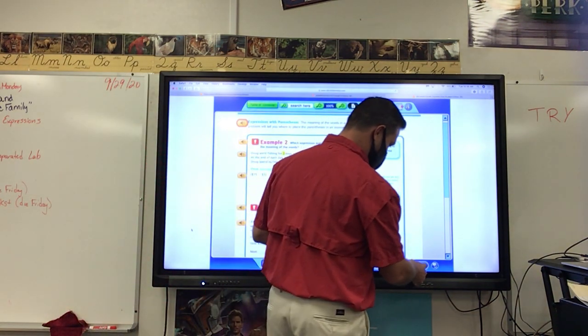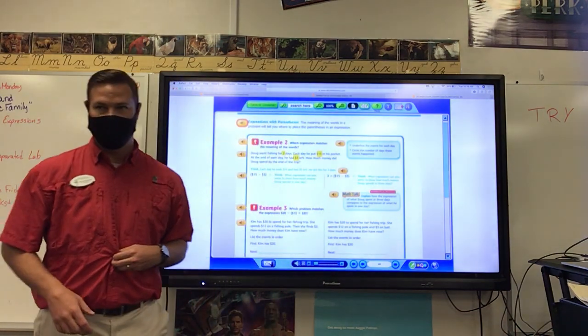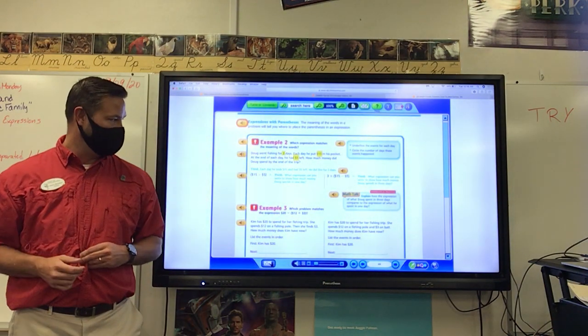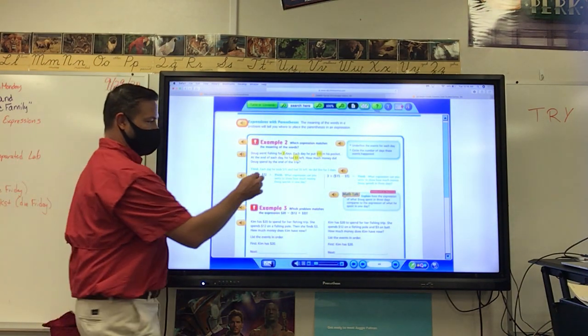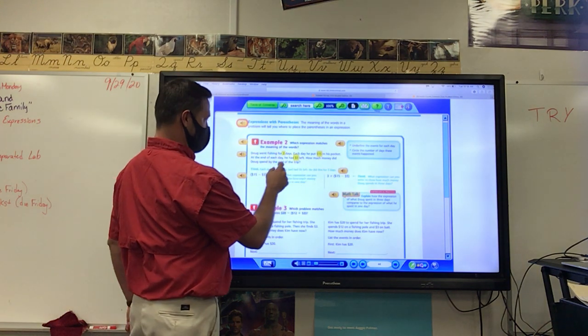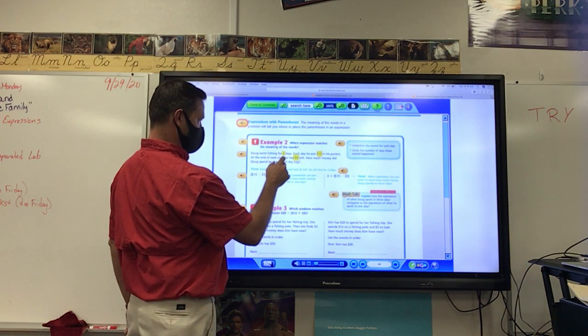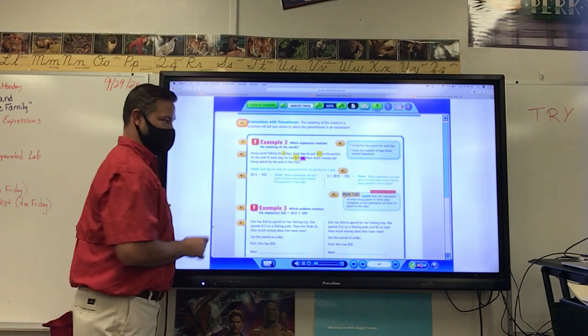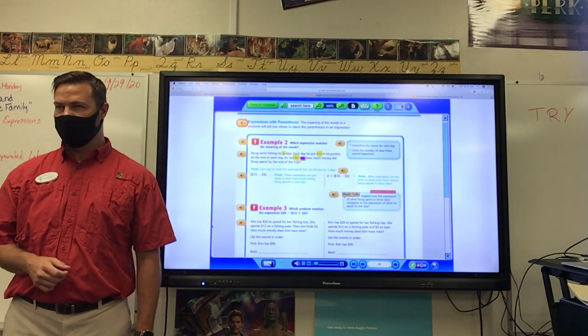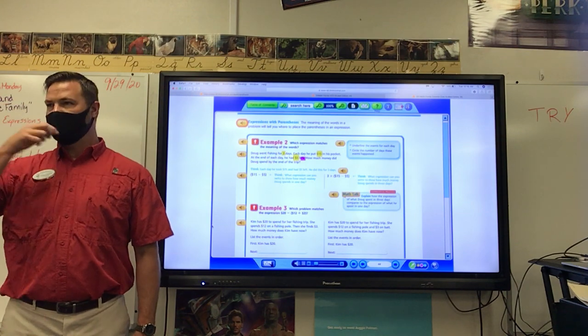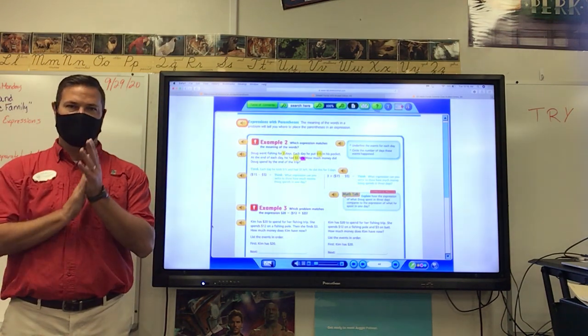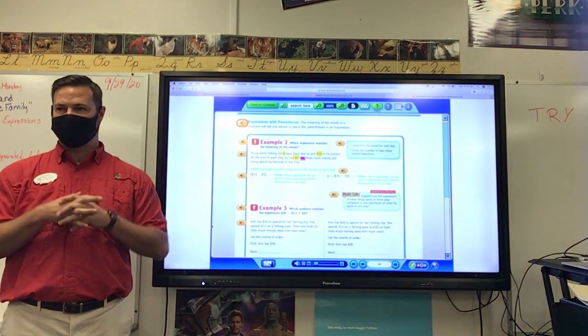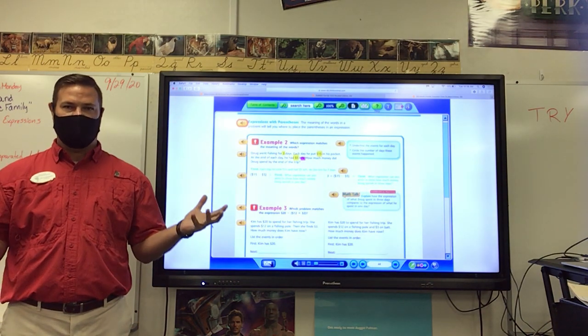Which means there are probably two key words in there. What was one of them? I heard somebody say it. He had $5 left. So what does left mean you're going to do? Subtract. There's going to be some kind of subtracting in there. What other key word do you see in here? How much? How much and how many are the same thing.